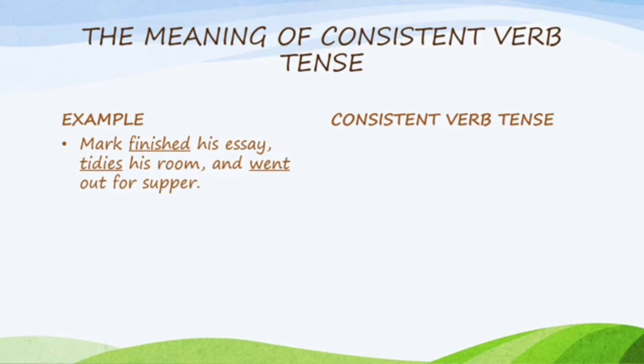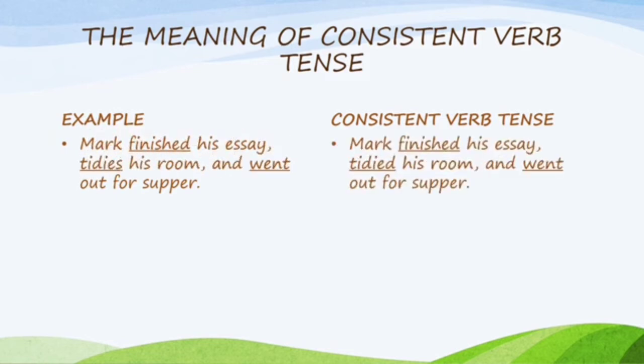So how do we avoid this error? Let's see an example. We'll say, Mark finished his essay, tidied his room, and went out for supper. So this is consistent verb tense. In the first example, there are inconsistencies: finished, tidies, went. But in the second example, after revisiting the sentence, we see that there is consistency. We are using the past tense all through.